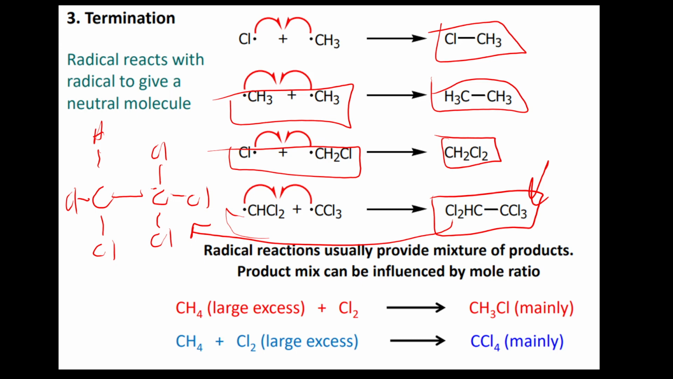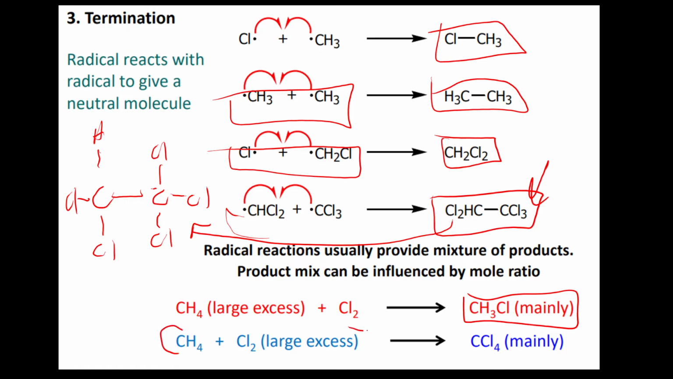So radical reactions usually provide a mixture of products. The product mix can be identified by mole ratio. So if you have way more alkane than halide, then you're going to get mainly a monosubstituted one, because there's not a lot of chlorine radicals to go around to create fully substituted alkyl species. There's not enough to create chloroform. This is chloroform, or what we call tetrachloromethane. The same chloroform that people put on cloths and cover your nose with in movies, and you knock out. That is what chloroform is. It tends to have that effect on people.